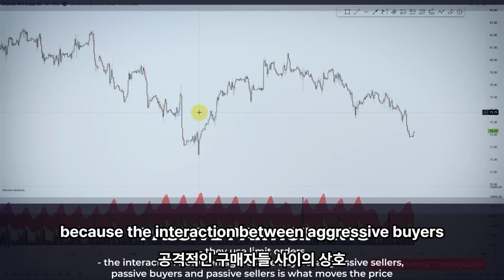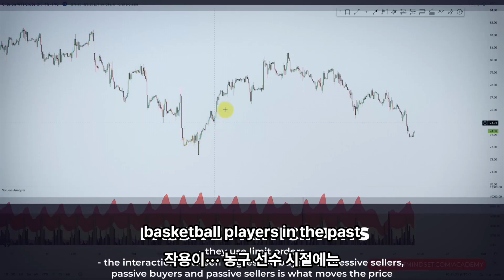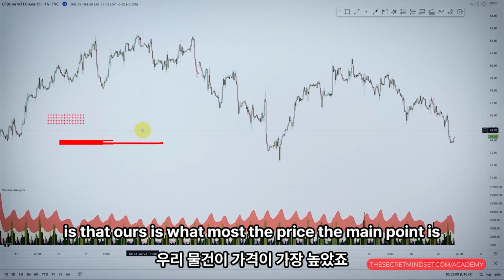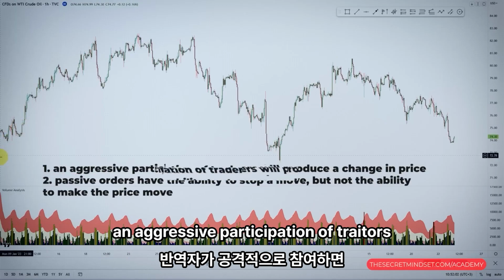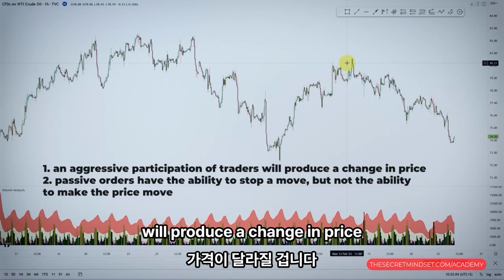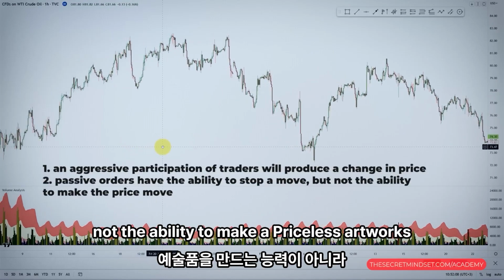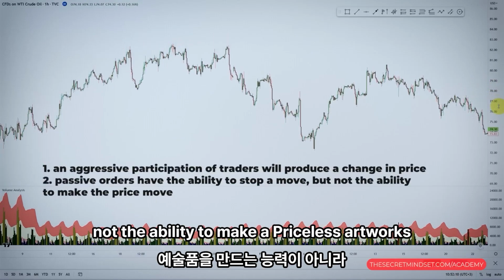This is important because the interaction between aggressive buyers, aggressive sellers, passive buyers, and passive sellers is what moves the price. The main point is, an aggressive participation of traders will produce a change in price. Passive orders have the ability to stop a move, but not the ability to make the price move.